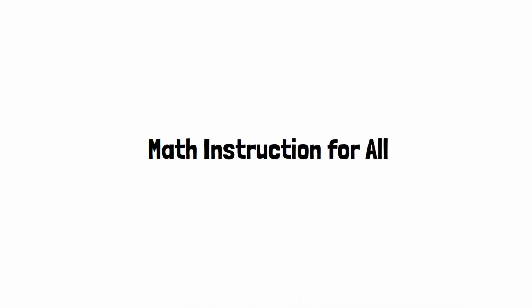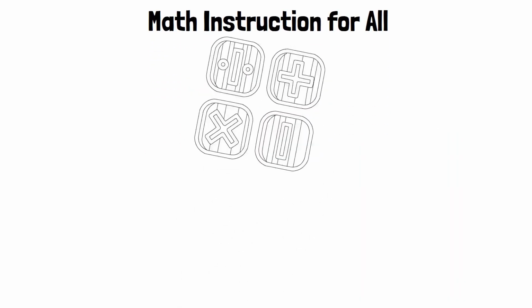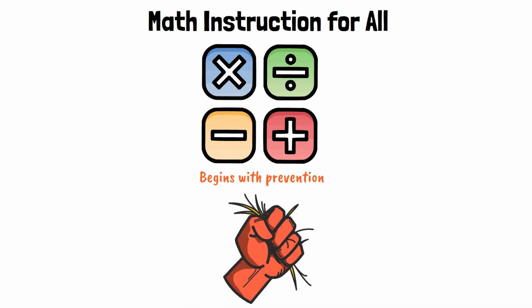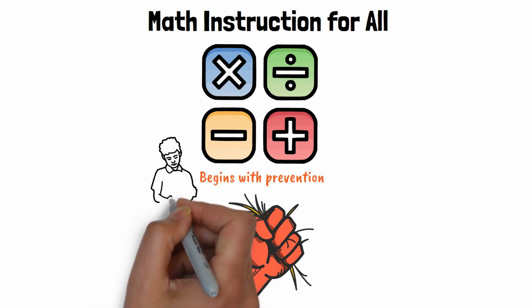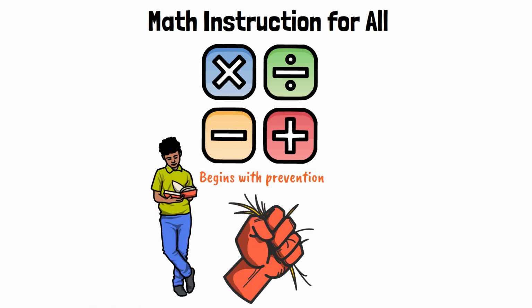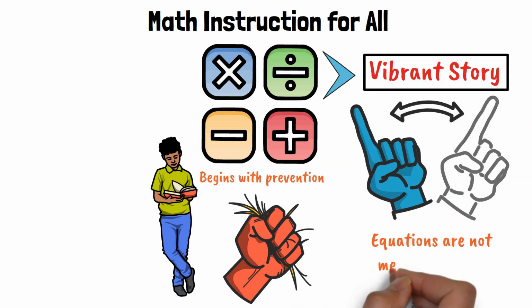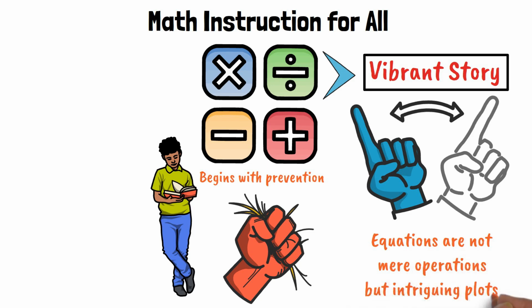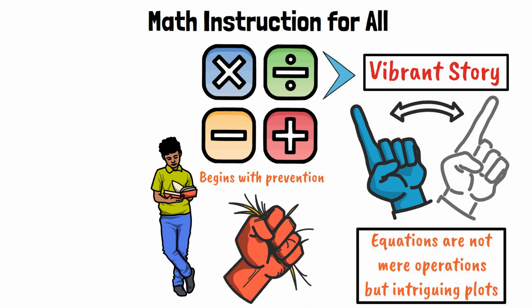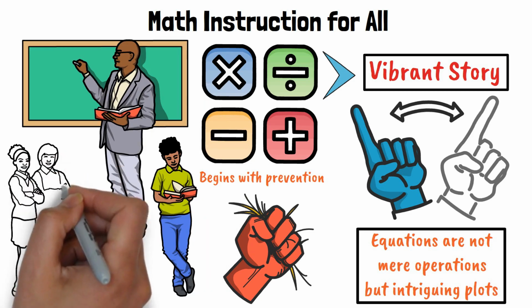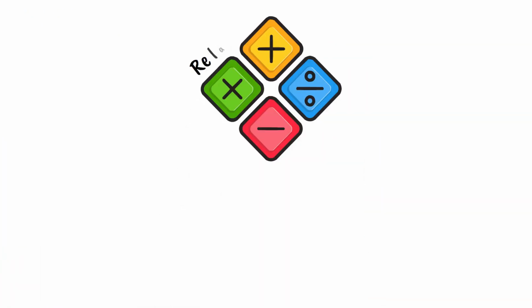Math instruction for all. The journey toward effective mathematics instruction begins with prevention. Early detection of learning challenges coupled with proactive measures can significantly alter a student's math learning trajectory. Imagine mathematics as a vibrant story, where numbers are not just digits but characters, and equations are not mere operations but intriguing plots. By embedding math in real-life contexts and presenting it as a narrative, educators can ignite a spark of interest and comprehension in students. This approach helps demystify math, making it more relatable and digestible.